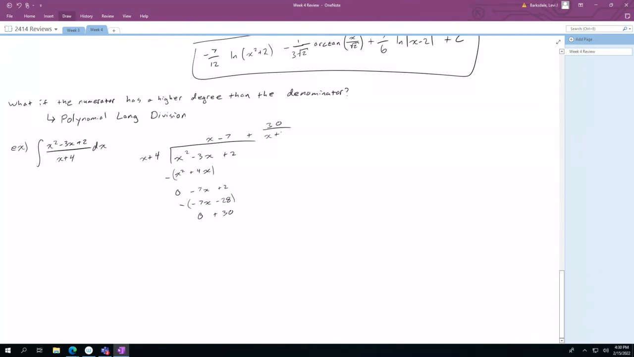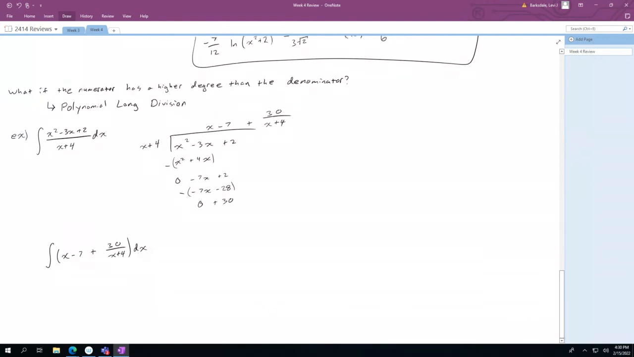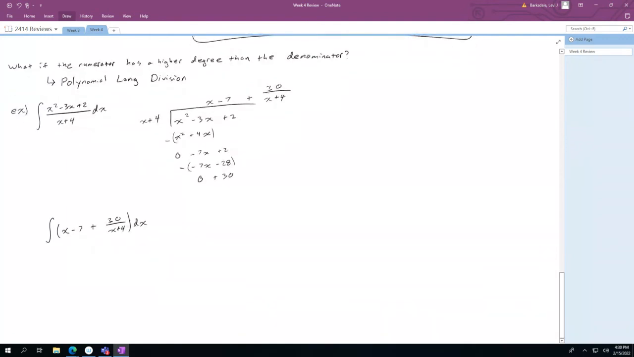30, of course, I still need to divide that by my x plus 4. And this would be the result of my polynomial long division. Not the final answer yet. We still need to integrate. But the nice thing about what we've done now is we have a nice polynomial plus 30 over x plus 4. And 30 over x plus 4 is in a nice form for just using a natural log. And I can basically just integrate this using all the fairly simple rules you've learned so far.